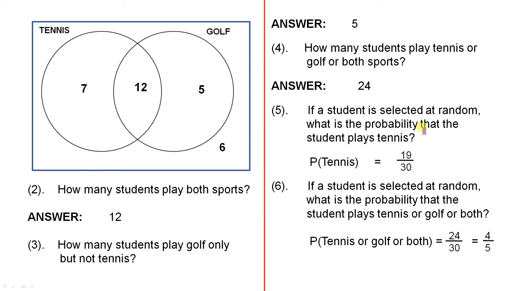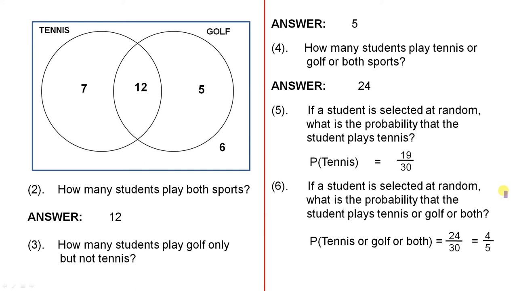If a student is selected at random, what is the probability that the student plays tennis? Okay, well, tennis is 7 plus 12, which is 19. So the probability that the student plays tennis will be 19 over 30. Of course, there are 30 students in the class. 19 of them play tennis, so that's the probability that a student who plays tennis will be selected.